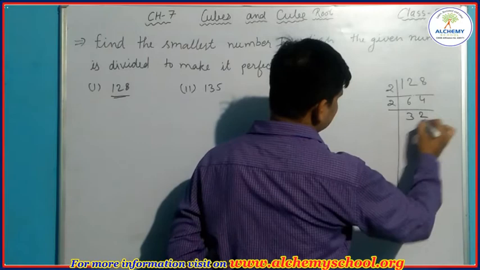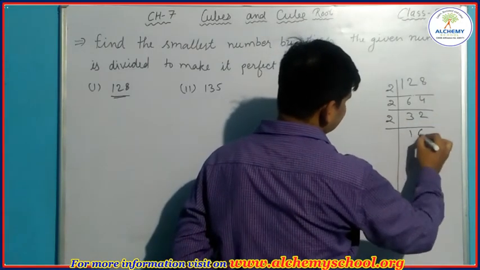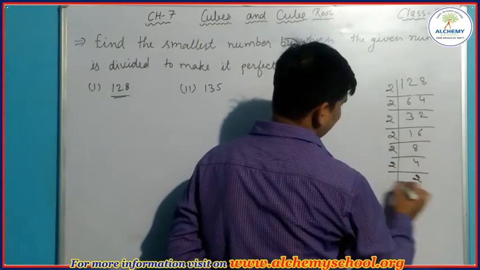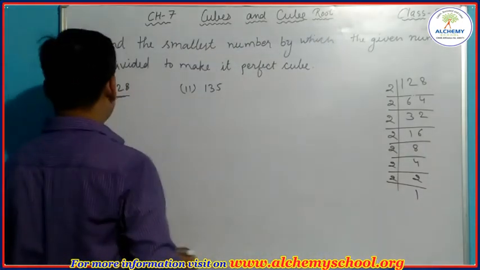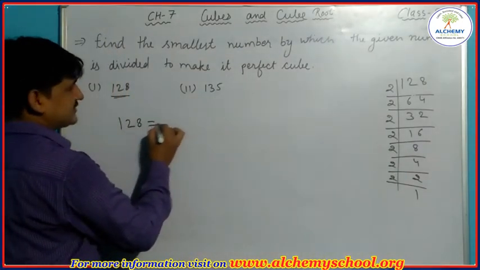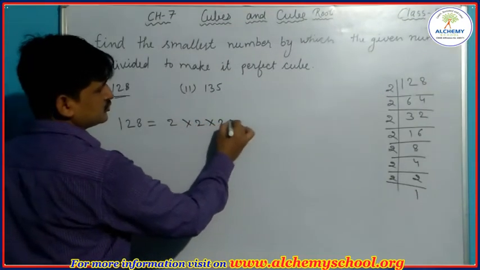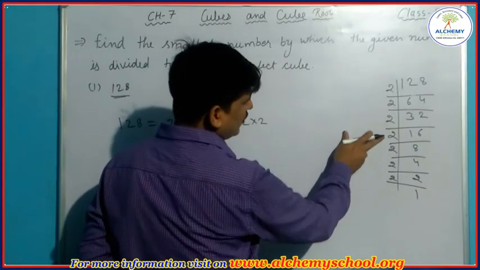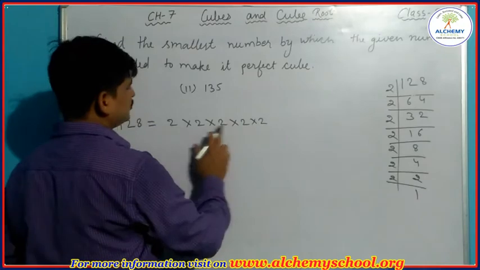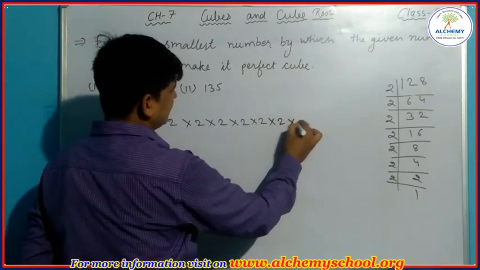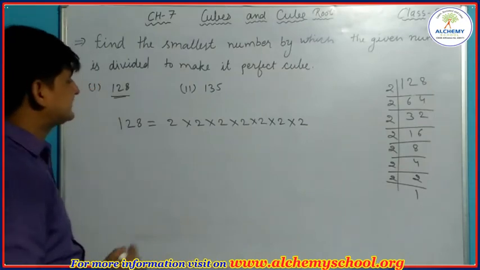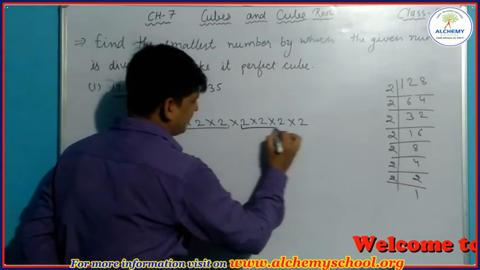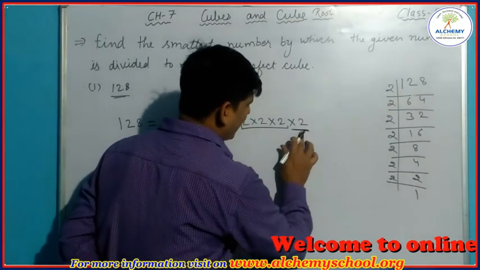2 6s are 12 and 2 4s are 8, 2 3s are 6, 2 2s are 4, 2 1s are 2. So we can write here 128 is equal to 2 into 2 into 2 into 2 into 2 into 2 into 2. How many 2s do we have here? 1, 2, 3, 4, 5, 6 and 7. Now we have to make the groups of 3 same factors. So one group we can make for these 2s, another group we can make for these 2s, but we cannot make a group of this last 2.